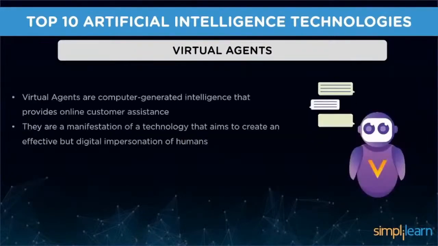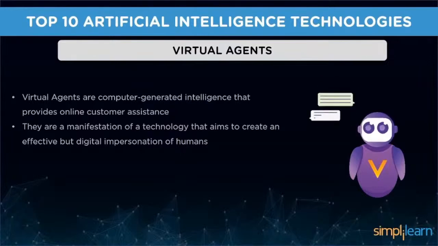Virtual agents. They are computer-generated intelligence that provides online customer assistance. They can effectively communicate with humans. In most of the web and mobile applications, we see chatbots as customer service agents who interact with us answering our queries. In simple, virtual agents are a manifestation of a technology which aims to create an effective but digital impersonation of humans. Virtual agents can make reservations, book an appointment, place an order, and can even avail product information.